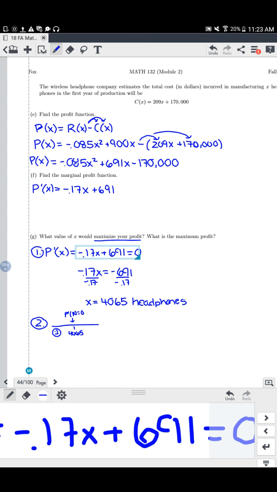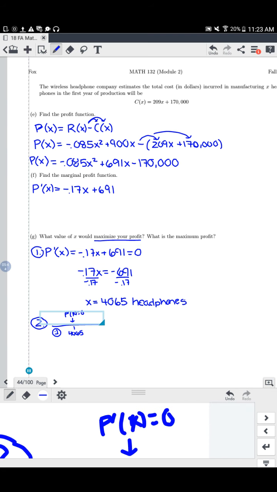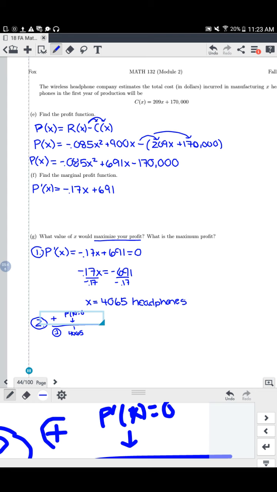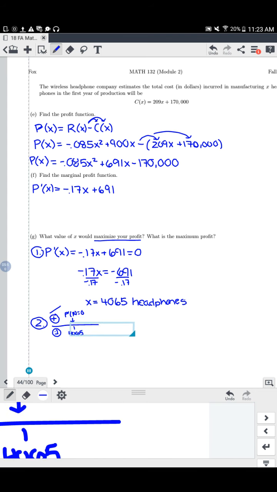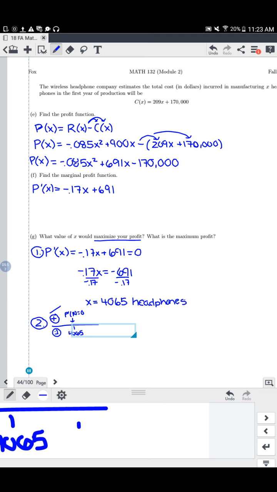Well, negative 0.17 times 1 plus 691 is still going to be positive. So we're going to be positive before our critical number. Good sign so far that it could be a max. But I have to check something after. So maybe I'll plug in 5,000, and I might need to grab my calculator for this.